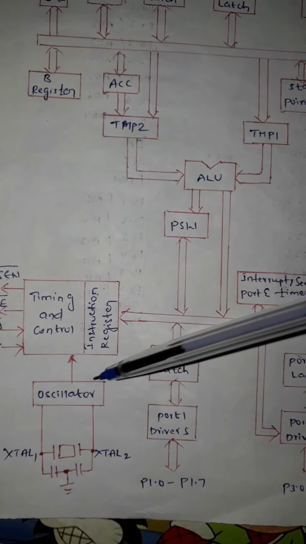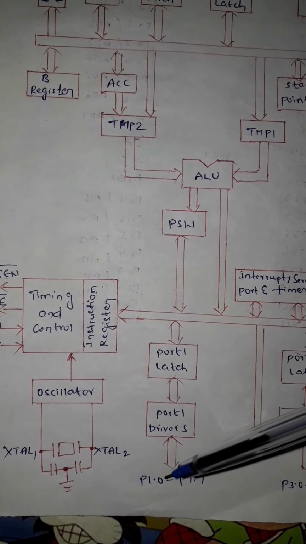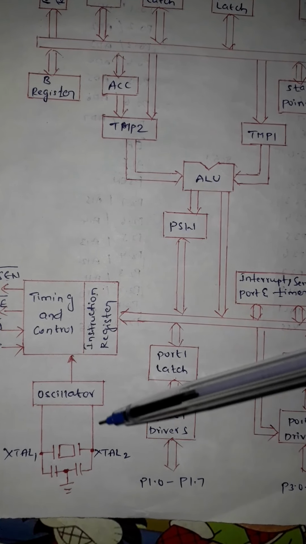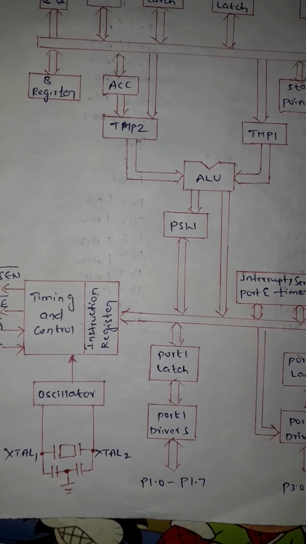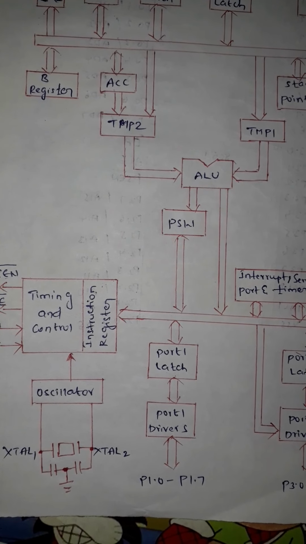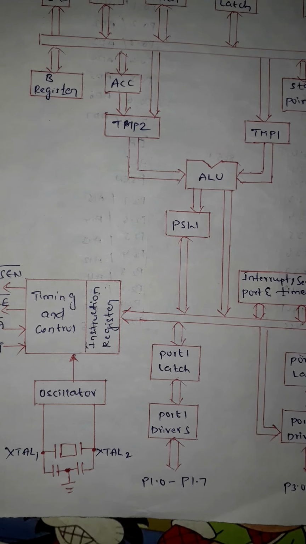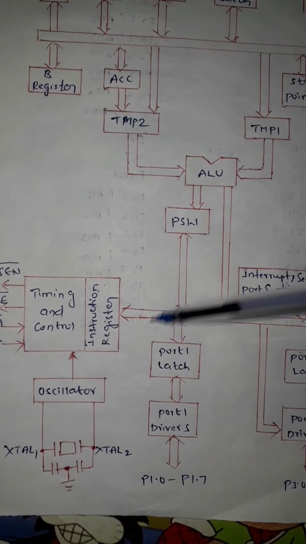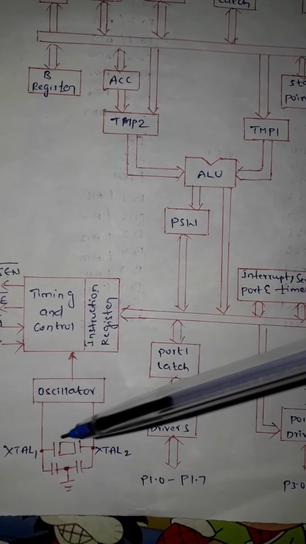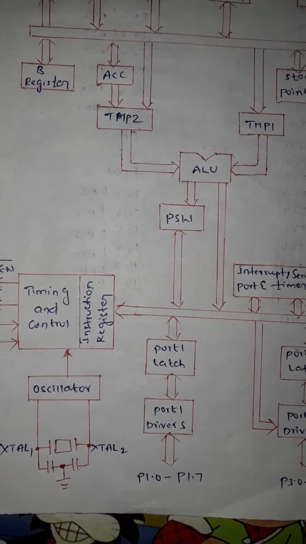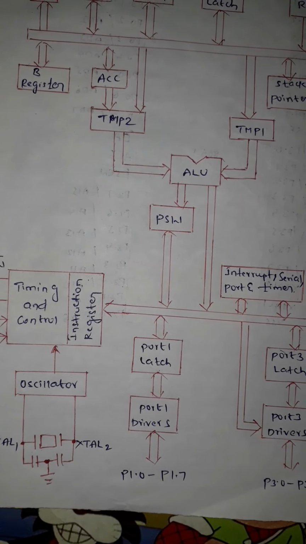And it also has an oscillator. Through the 2 crystal oscillator pins it generates the oscillations, that is the clock frequency. The clock frequency range is 12 megahertz to 16 megahertz for the 8051 controllers. So that clock frequency is generated by the oscillator. An amplifier with feedback connected with the 2 pins XTAL1 and XTAL2 generates the clock signal at different frequencies, that is 12 megahertz to 16 megahertz.